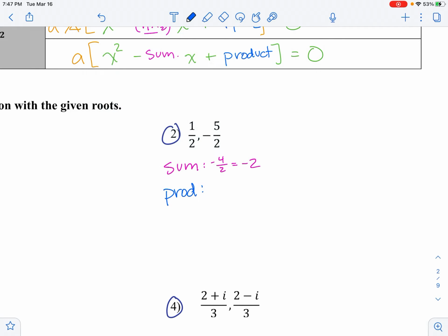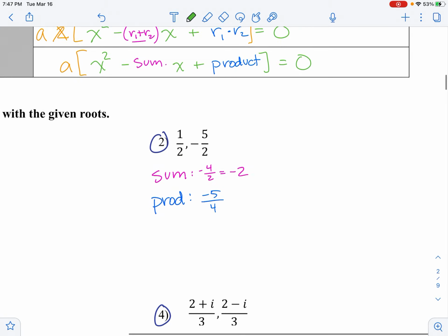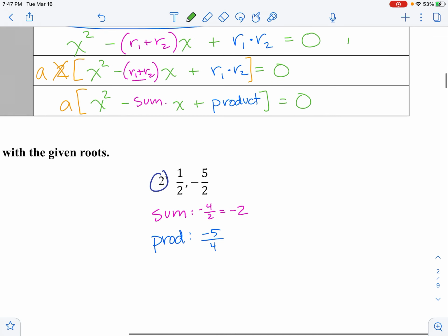When I multiply, I'm just going to multiply top times top and bottom times bottom, and so there we go. We get our product. Now I'm going to go plug those in, and I'm going to write my equation. We had the starting equation here. I'm going to write down x squared. I want minus -2, so that's going to be plus 2x, and plus a -5/4. Well, I'll just write -5/4 equals 0.